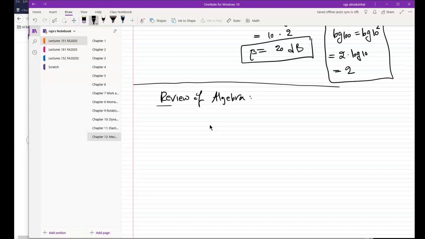Now, nothing fancy, and don't be afraid of that. Let's say this is my formula, beta equals 10 log I over I naught. What he's asking basically is to solve for I. So what I want to do, once and for all, you don't need to do it every time.